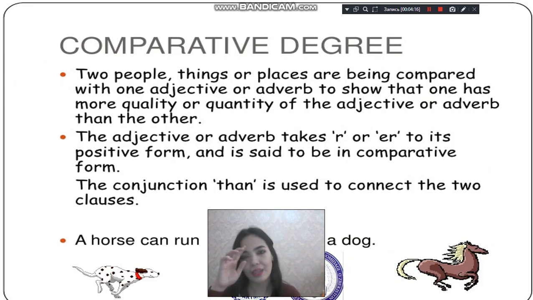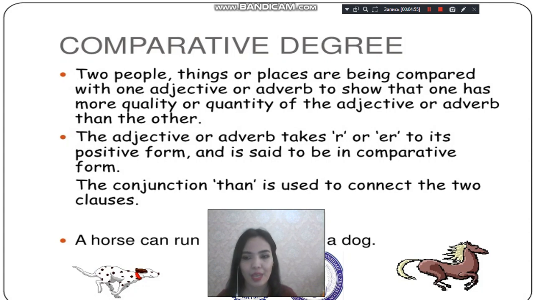Okay, let's go to the second type of degree of comparison, and it is comparative degree. Two people, things, or places are being compared with one adjective or adverb to show that one has more quality or quantity of the adjective or adverb than the other. So the adjective or adverb takes R or ER to its positive form and is said to be compared in comparative form. Here we ask help from the conjunction than to connect two clauses.